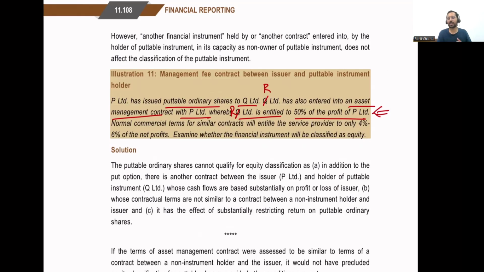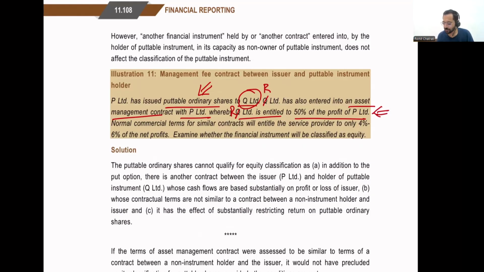Who are the shareholders of P Limited? Let us say the shareholders are Q Limited, because Q Limited is holding these ordinary shares. Therefore, on the profit, 50% will go to R Limited, and the remaining 50% will effectively belong to Q Limited.